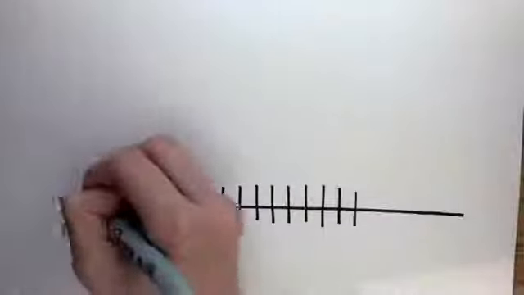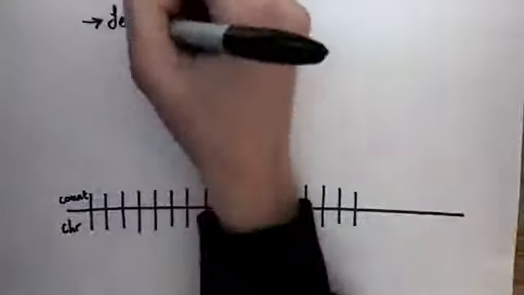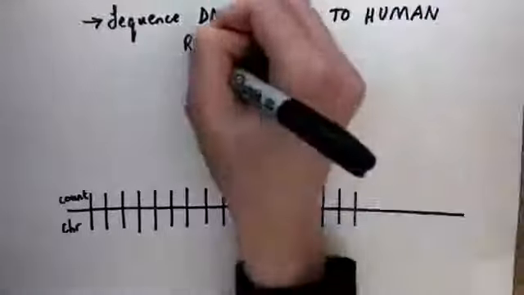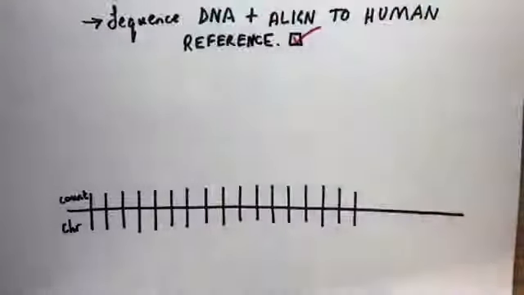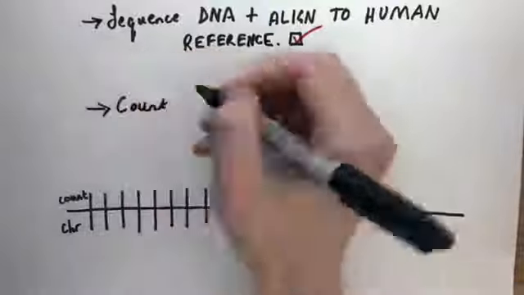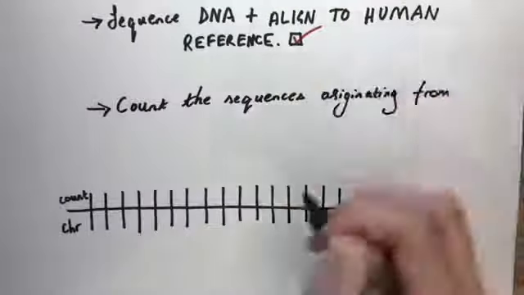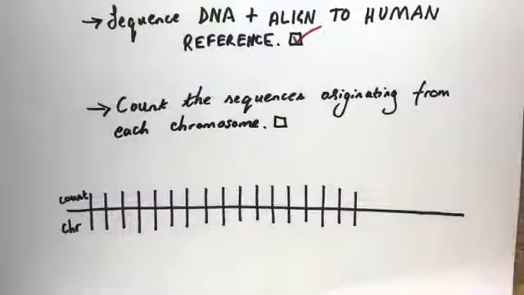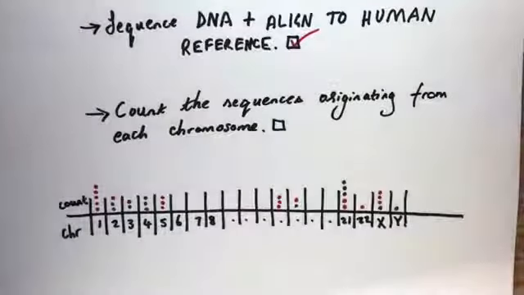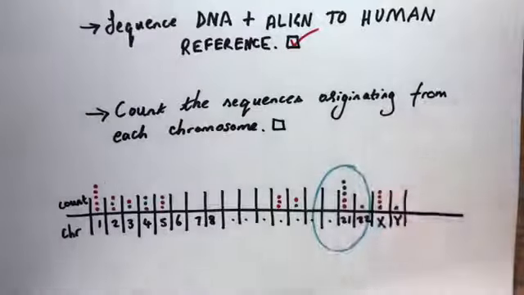Here I'll draw out an example of how this is done. So we've already sequenced the DNA and we've aligned it to a human reference. We found out what chromosome it comes from. So you want to draw out or input into a computer the chromosome numbers and how many short sequences, how many reads correspond to each chromosome.